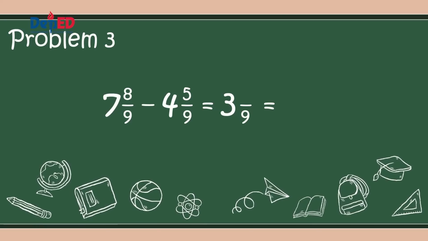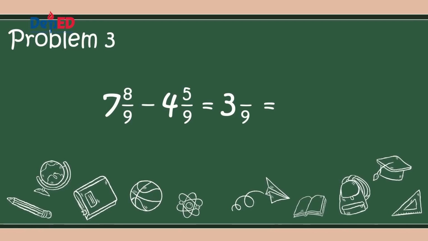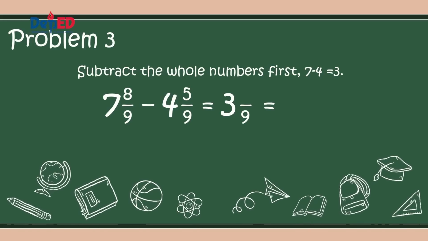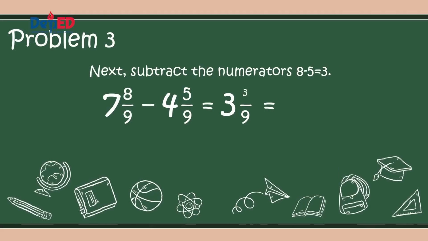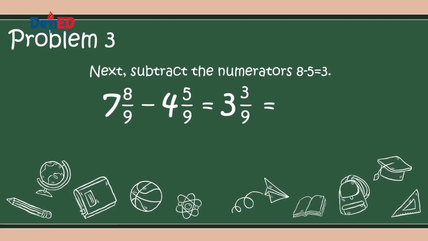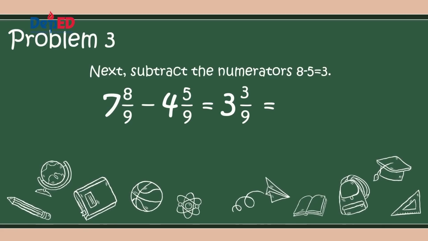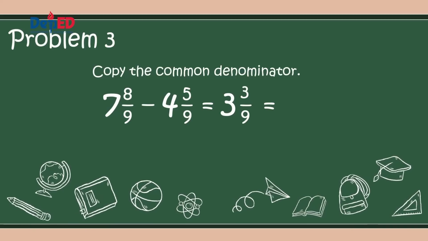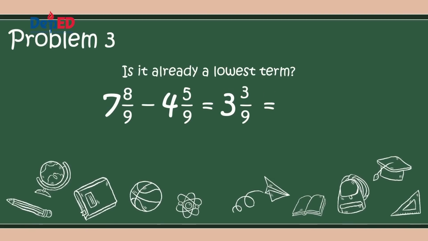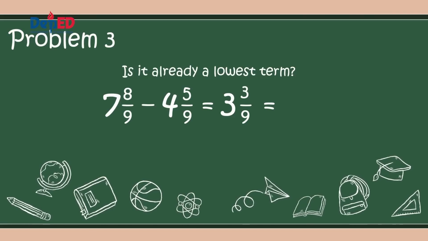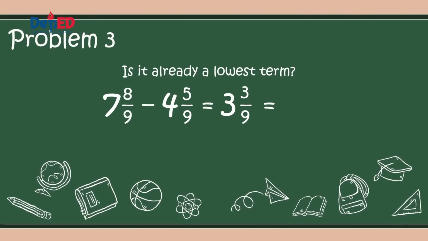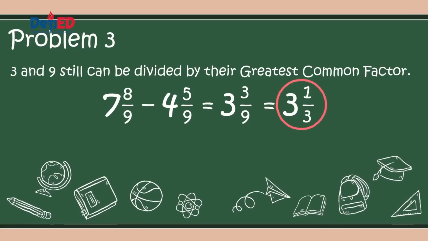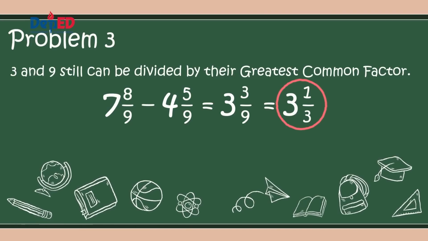Number 3. This time, we are subtracting mixed numbers and similar fractions. We subtract first the whole numbers, 7 minus 4 equals 3. Next, subtract the numerators, 8 minus 5 equals 3, and copy the common denominator, 9. So, we have 3 and 3 ninths. Is it already a lowest term? No, because 3 and 9 can still be divided by their greatest common factor or GCF, 3. Therefore, our final answer is 3 and 1/3.